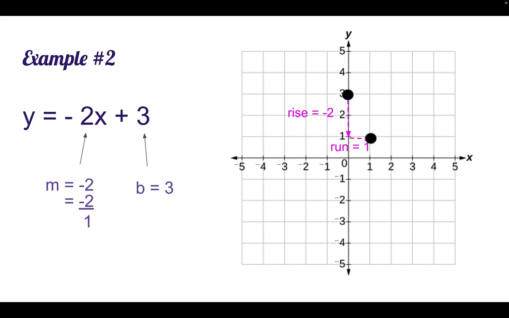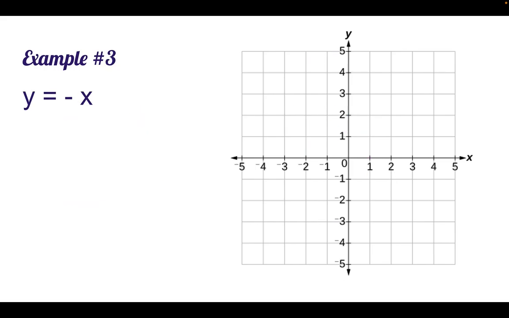We're going to plot our point there. Now we'll go rinse, repeat, go down another 2, run another 1, plot our point. Now if you have the space, you can keep going. Go down another 2, right 1, plot your point, and then there is your line. Now we'll do a third example.